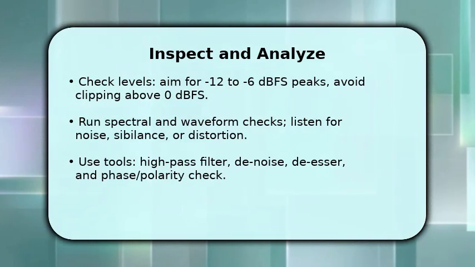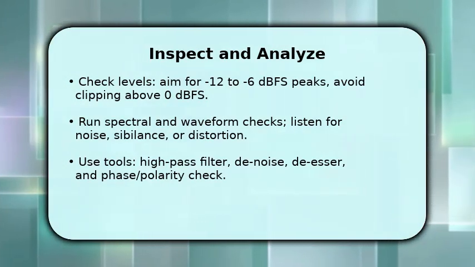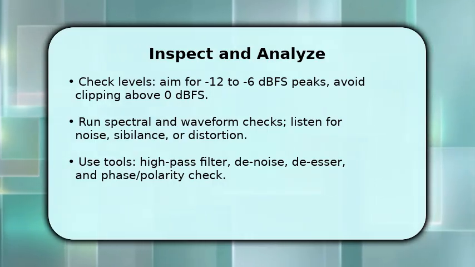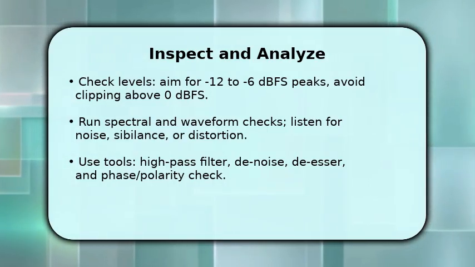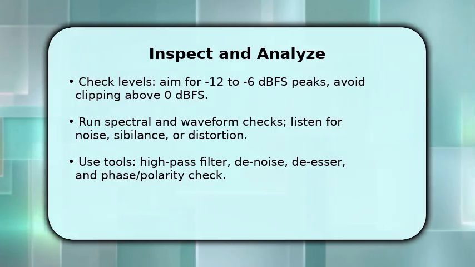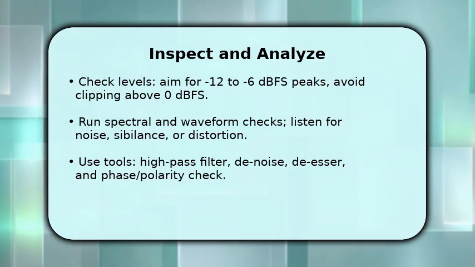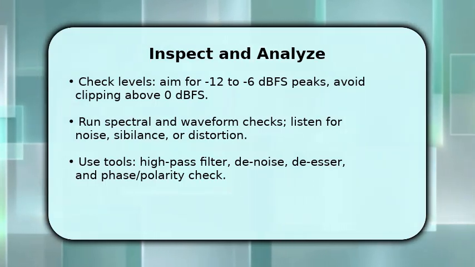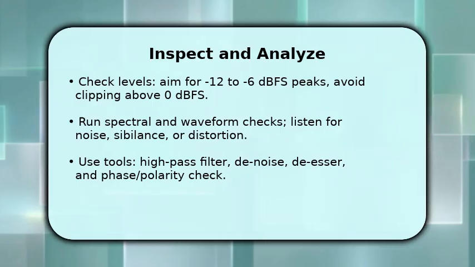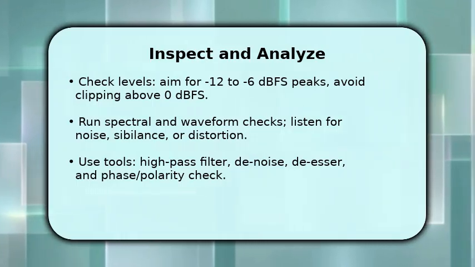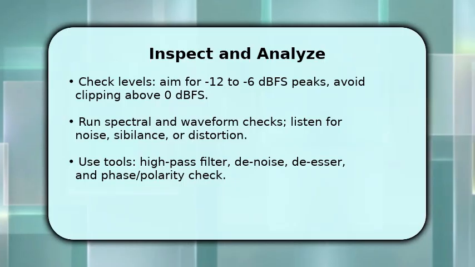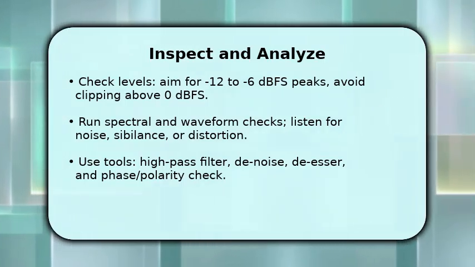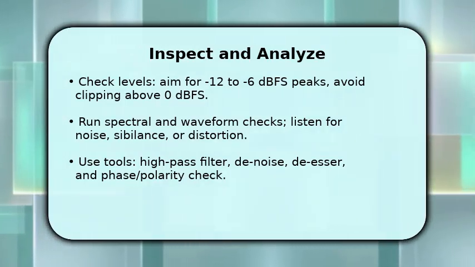You now analyze the test file with both your ears and visual tools. Open the waveform to verify peaks sit around -12 to -6 dBFS and confirm there is no clipping at 0 dBFS. Once visual checks are done, run a spectral view to find hums, high-frequency hiss, or excessive sibilance, and apply a high-pass filter and denoiser conservatively. Make sure to check phase and polarity if multiple mics were used, so the audio remains full and not thin.